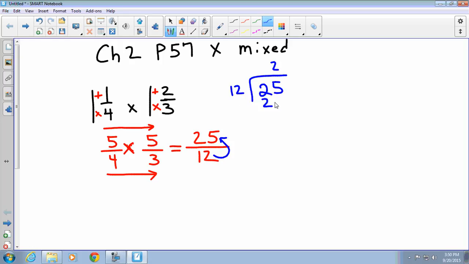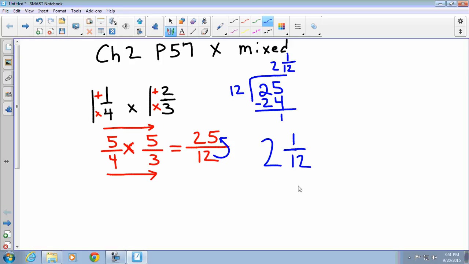12 times 2 is 24, so the 2 becomes our whole number. We're saying 12 goes into 25 2 times. 25 minus 24 is 1. So the 1 is going to be the numerator over 12, which is your denominator. So our answer for 1 1/4 times 1 2/3 would be 2 1/12.